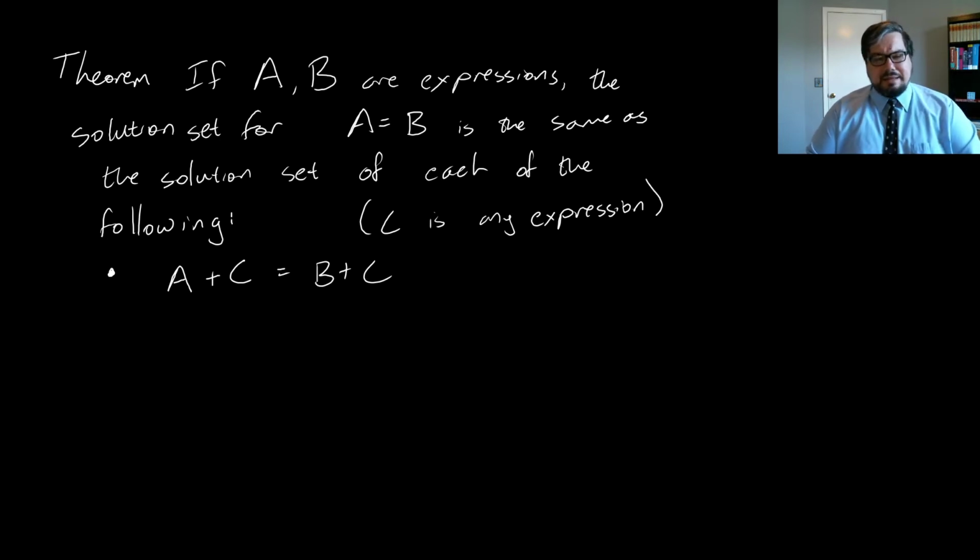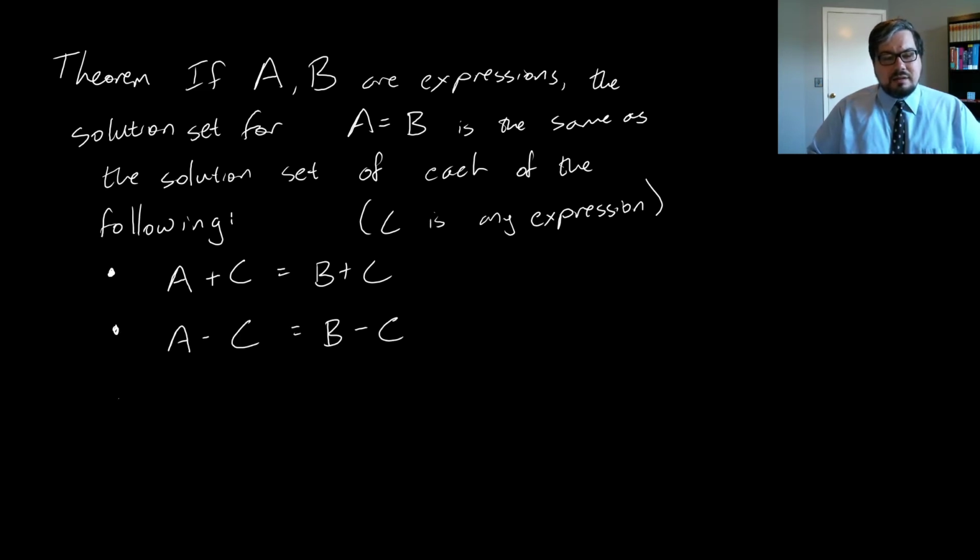So this first part here is saying that if I add the same thing to both sides of an equation, I don't change the solution set. The solution set for the new equation, A plus C equals B plus C, is exactly the same as the solution set to the original. And the same is true if I subtract. And the same is true if I multiply, although here I can't allow C to be equal to 0.